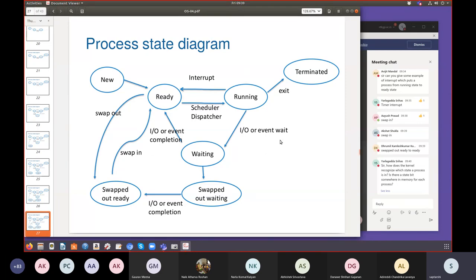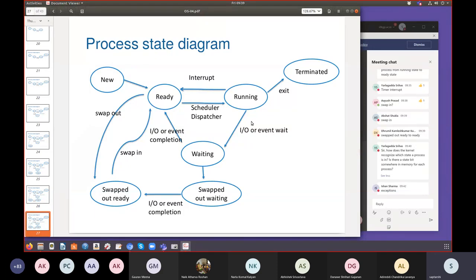Okay, there is one small thing missing in this process state diagram. I mean, no transition is missing, as far as I know, all transitions are there. Maybe a small detail is missing in this process state diagram. Any idea? Maybe somewhere here. Yeah, Isha has pointed out the right thing.